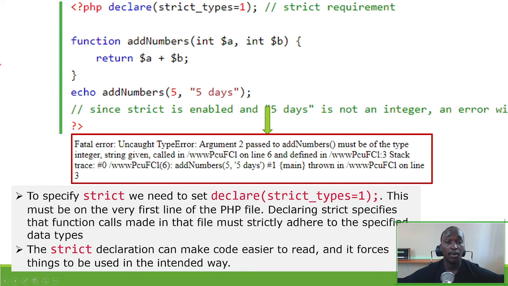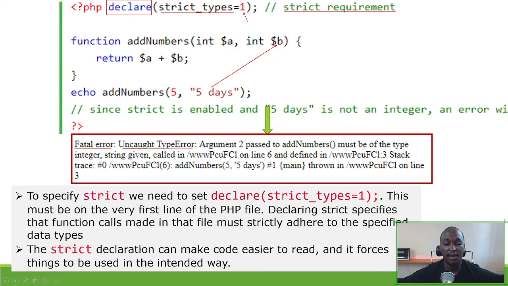Okay, so what happens if you want that not to work? Then you use the strict requirement. You use the strict requirement by using the declare function, declare. Then you use strict underscore types equals 1, like that. So if you do that and we try to pass a string to an integer, then we're going to get a fatal error.